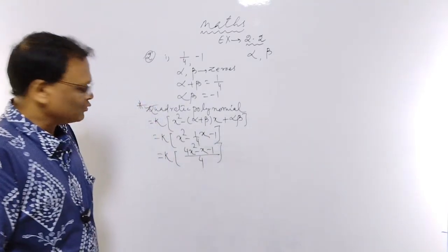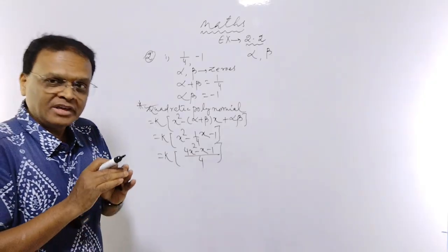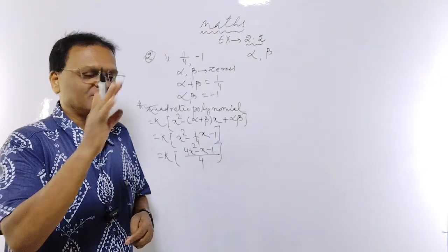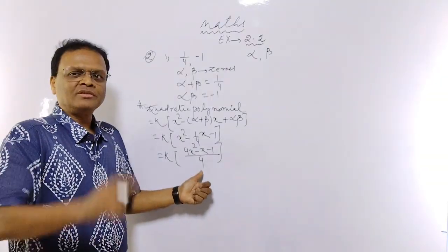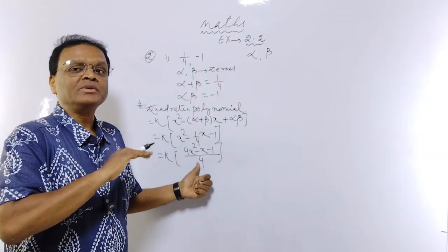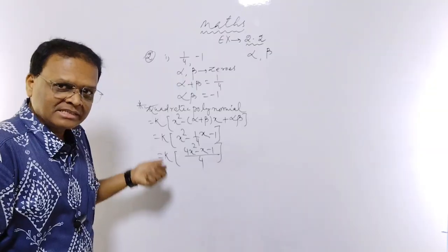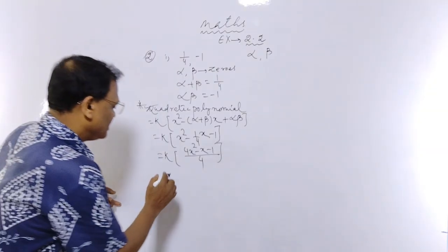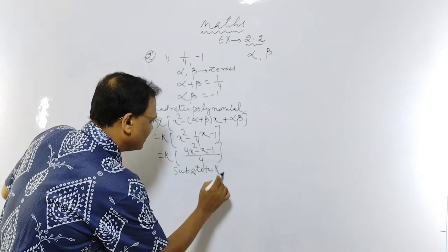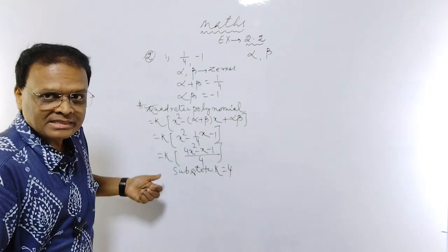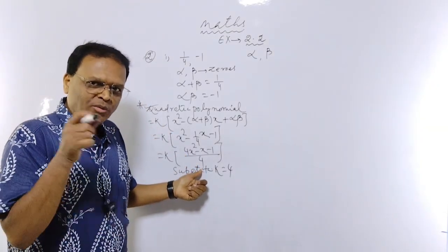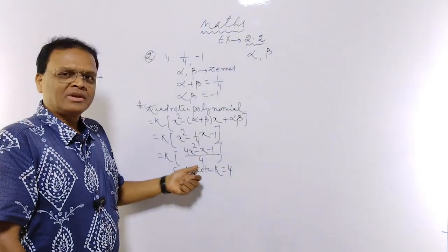At the last step, we have to remove the fractional form. If any fractional form is given, that fraction may be removed at the last step. How to remove it? What is my fraction? It has 4 in the denominator, so that 4 must be removed. For that, I'll take the k value as 4. Substituting k is equal to 4. Whatever number is in the denominator, take that number as k.